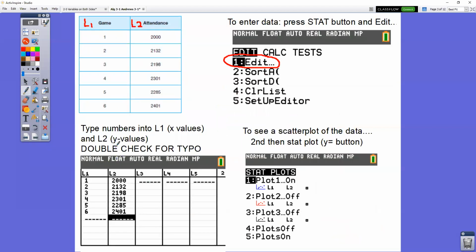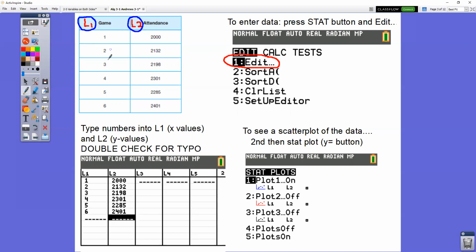So in your calculator right now, get out your graphing calculator. We are going to type this chart into our calculator. The first column is going to be your L1 column. Your second column is going to be your L2 column.